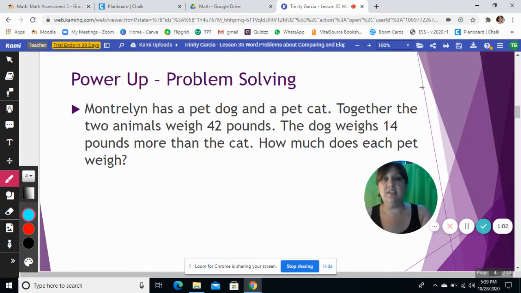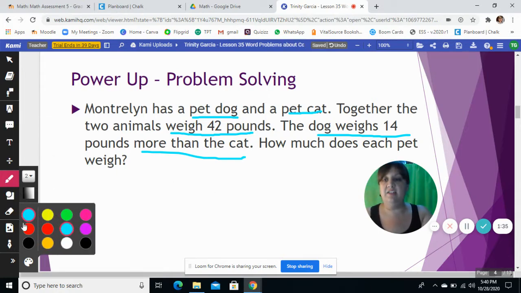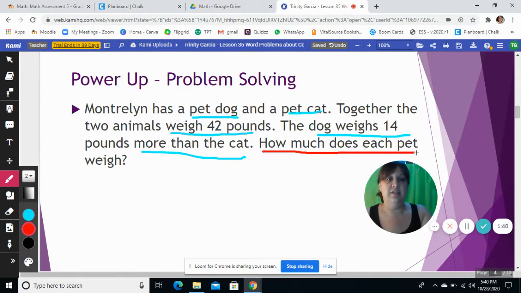All right, remember the first thing that we need to do when we're solving a problem is we need to understand the information that we're given. So what information are we given here in this problem? We are given some good information. We are given the information that she has a pet dog, that she has a pet cat, that together they weigh 42 pounds, and that the dog weighs 14 pounds more than the cat. So now we need to know, what are we asked to do in this problem? What is our goal? Our goal is to find out how much does each pet weigh. All right, that's what we're working on.